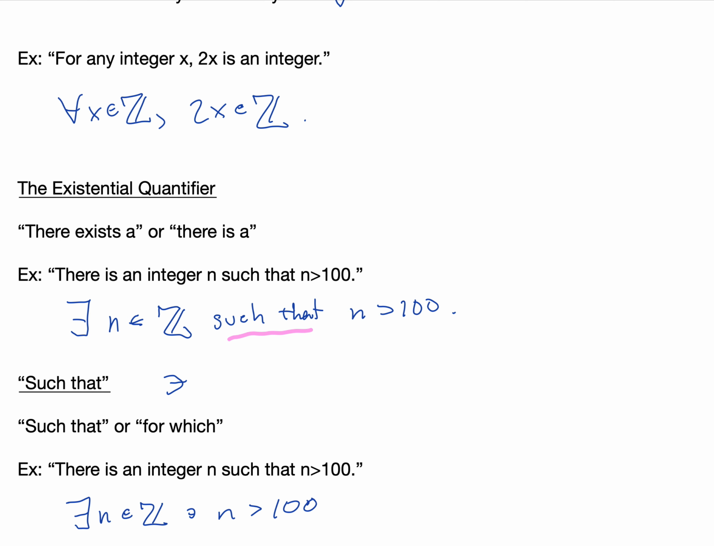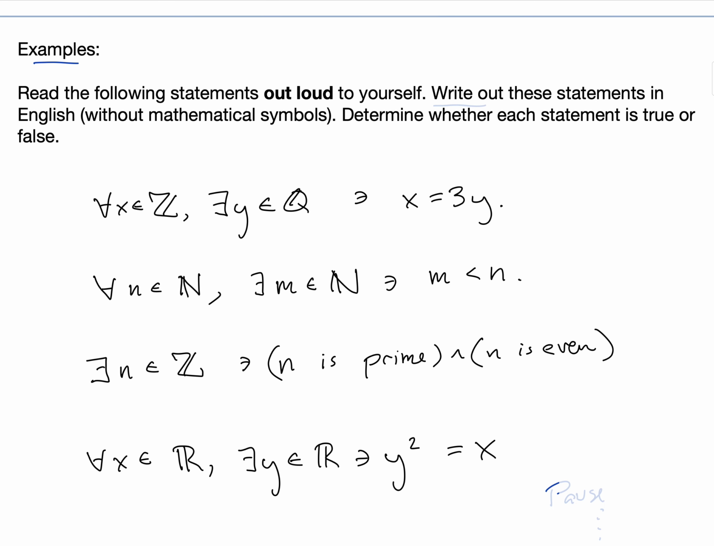So let's look at a couple examples. For each of these, I'd like you to read the following statements out loud to yourself, translating that symbolic logic into English. And then I'd also like you to write out these statements fully in English without their mathematical symbols and determine whether each statement is true or false. So take a look at each of those statements below, pause the video, grab a piece of paper, read them out loud to yourself, and write them out in English, and then we'll look at them together in just a moment.